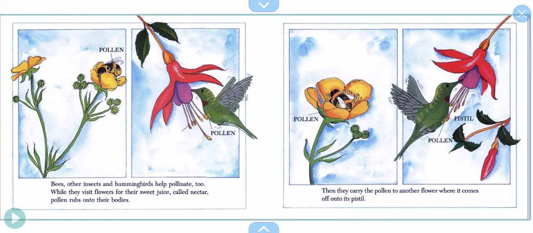So here a bee is getting some nectar out of this flower, and he also gets pollen on his body. And then here the bird is getting pollen on its body while it gets some nectar out of the flower. So pollen is all around the bee, and then there's the pistil, and then the bird is getting pollen. They then carry the pollen to another flower where it comes off onto its pistil.